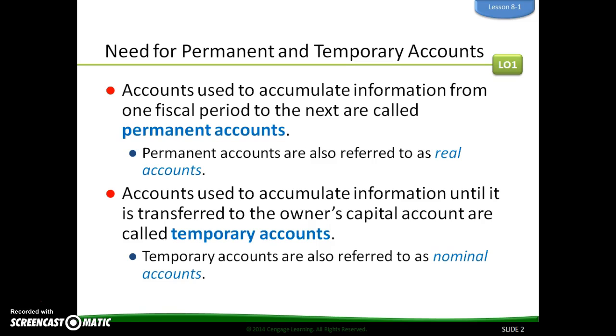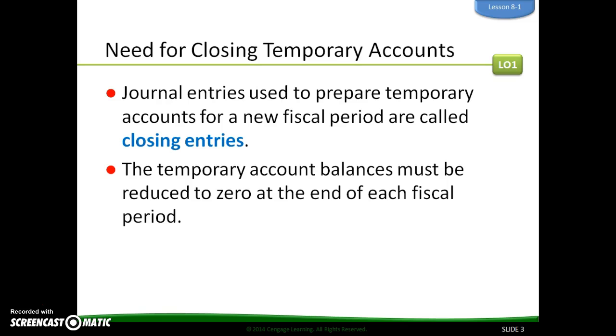So at the end of a time period, we always summarize and transfer that information to the owner's capital account. So all temporary accounts begin a new fiscal period with a zero balance. Journal entries that are used to prepare temporary accounts for the new fiscal period then are called closing entries. So these temporary accounts have to go down to zero at the end of a fiscal period. So whatever we do to them, we post some closing entries to take them back to zero so that at the beginning of the next period, they're at zero before we start.